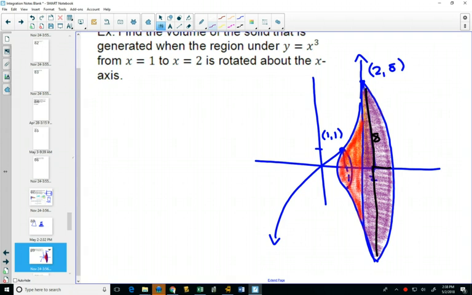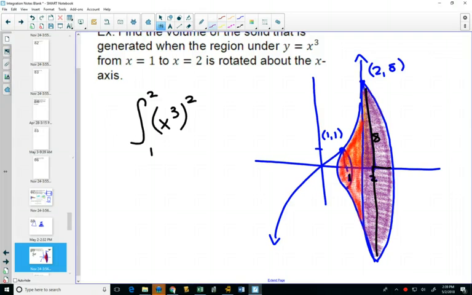So what ends up happening is we know the area of a circle is pi r squared. So what we're going to want to do is use that idea. We're going from 1 to 2, so we're integrating from 1 to 2 to show that our radiuses are changing as we go from 1 to 2. Our radiuses are always whatever our function is. In this case, our function is x cubed. And then our area of each of those circles is pi r squared.